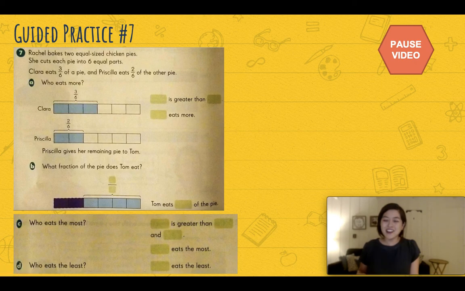All right. Pause the video, try number 7 on your own. There are A, B, C, D parts in number 7. So look at the models carefully and try your best. See you soon.